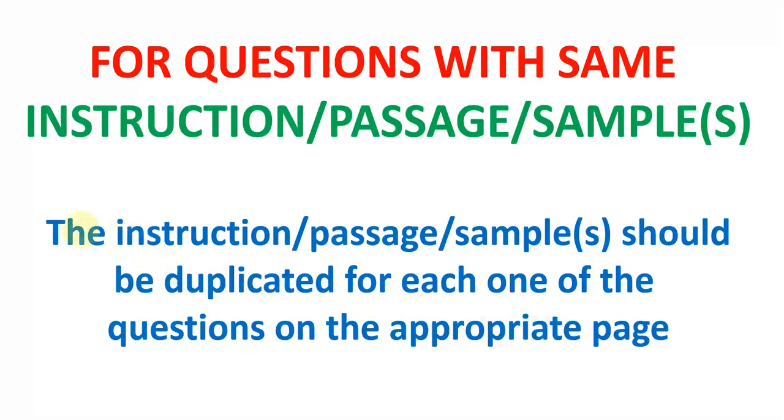So if you have a comprehension passage, for instance, with 5 questions under it, since you're having one question per page, for question one, you have to copy the passage to the top of the page and the question follows. In the second page, you duplicate the passage to the top as well, and the question follows under it immediately on the same page. If it is quantitative, verbal, and others that have samples, that's the same thing you do. You make sure that the samples are duplicated on top of that page.